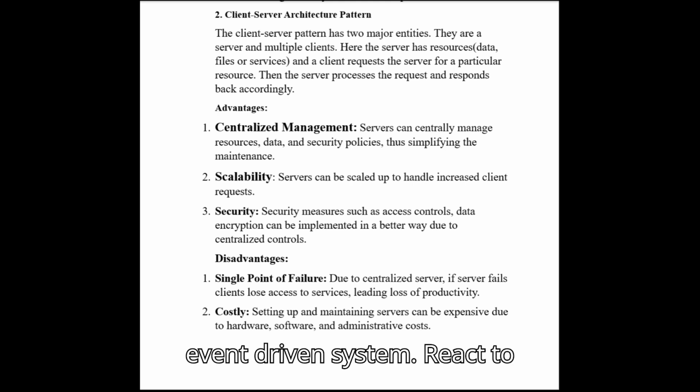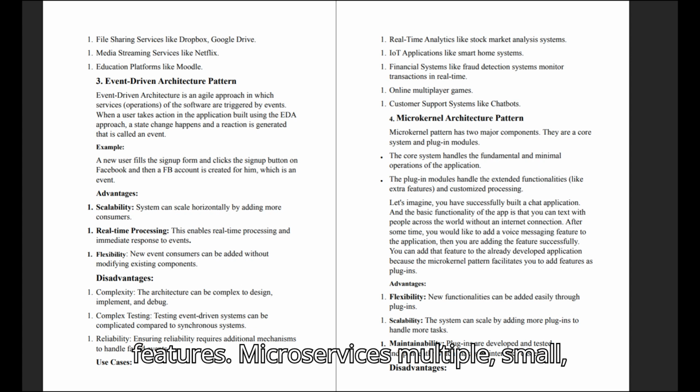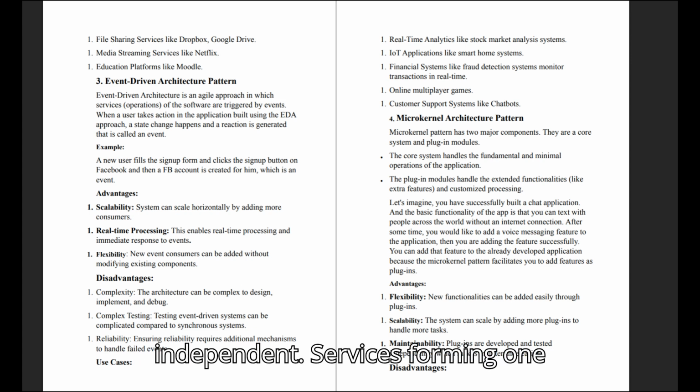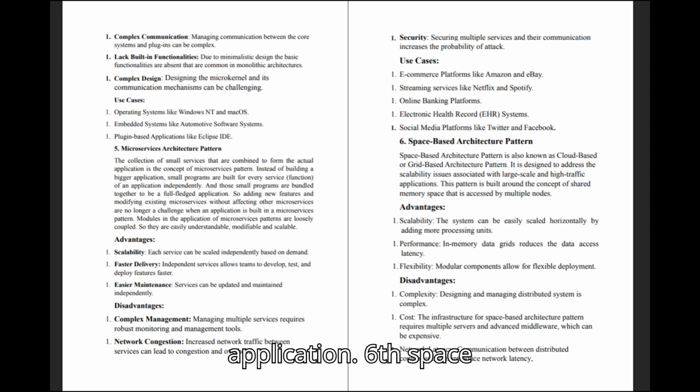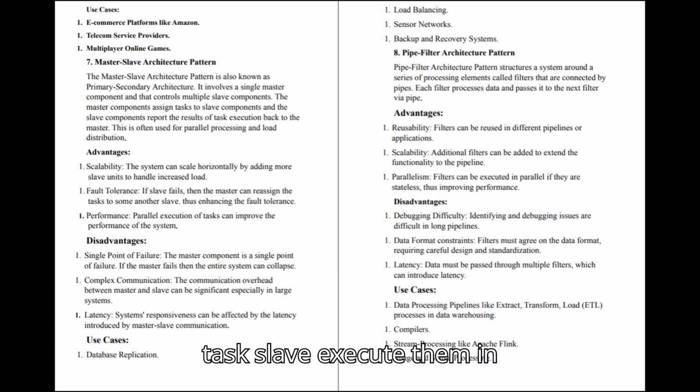Third, event driven. Systems react to events like when you click sign up on Facebook. Fourth, microkernel has a core system and plug-ins for extra features. Fifth, microservices, multiple small independent services forming one application. Sixth, space based, cloud handles heavy traffic using distributed memory systems. Seventh, master slave. One master assigns tasks, slaves execute them in parallel.